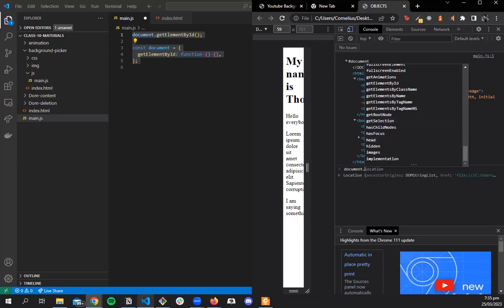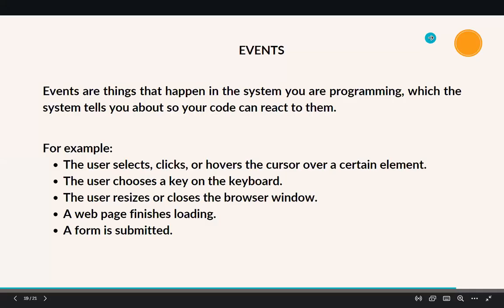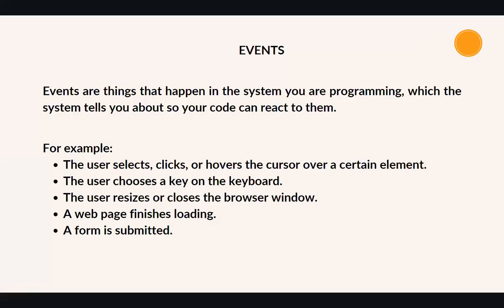Now, the next thing I want us to get into is events. One thing we can do based on the rendering of our page is that we can respond based on events. Events are things that happen in the system when you're programming, which the system tells you about, so your code can react to them. And because we have the DOM, we can dynamically write our applications to respond to things. For example, when a user clicks over something, or chooses a key on the keyboard, we can program it to tell what key the user is pressing.